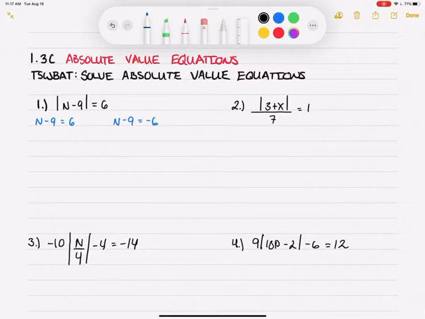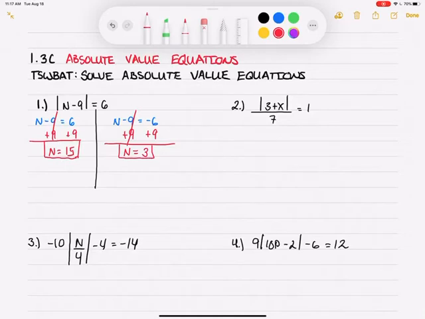To solve for n, the first thing I need to do is add 9 to both sides. And then I have n equals 15. On the right side, I'm also going to add 9 to both sides, same process. And when I solve, I have n equals 3. So those are going to be my 2 answers for that absolute value equation.